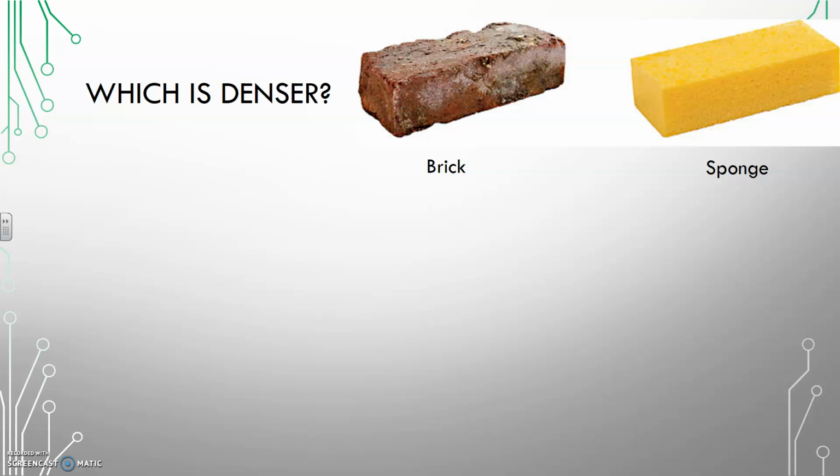So in this case, a brick would be much denser than a sponge, even if they're the same size. You can also think about it as if you put both of these on the surface of a lake, what would happen? The brick would sink, and that's because it's denser than water. But the sponge would most likely float simply because it's less dense than water.